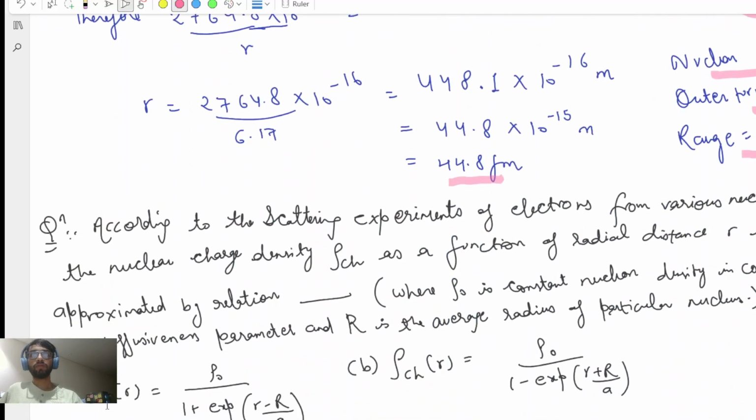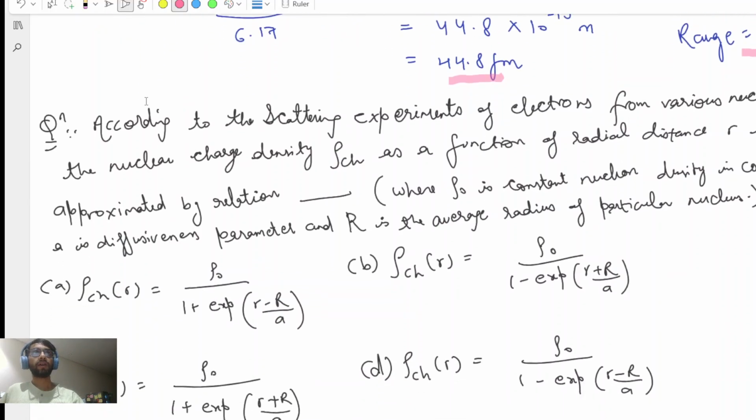Now we come to our fourth question. Let's read it. According to the scattering experiment of electrons from various nuclei, the nuclear charge density rho_ch as a function of radial distance r is approximated by a relation. Basically it is asked what is the relation between the nuclear charge density as a function of radial distance, that is, how charge is distributed inside the atom.